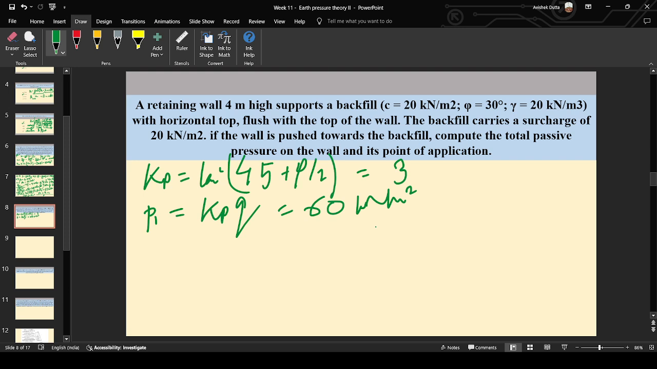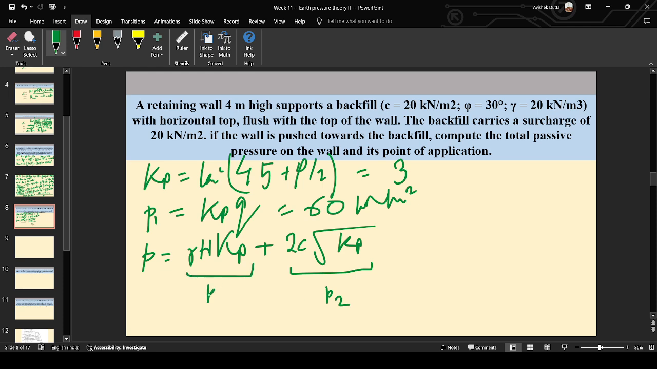Next, for the backfill, I can write P equals gamma H Kp plus 2C root over Kp. Now we know this is a constant. This will not vary with depth. So we'll write this as P2 and the other as P3.